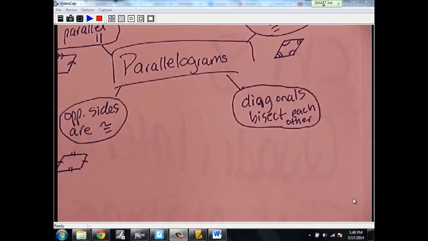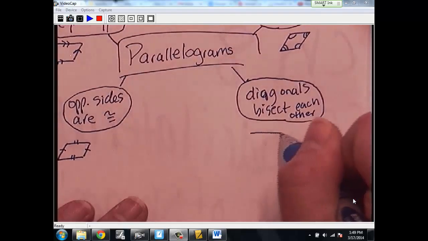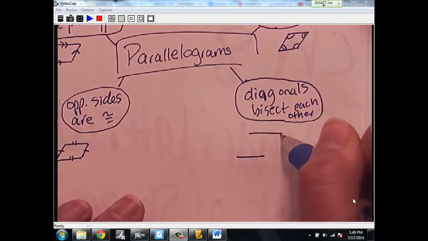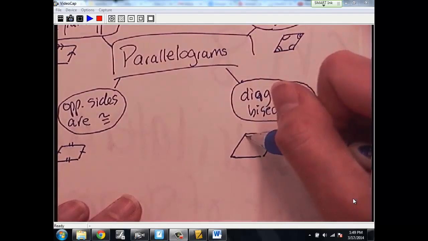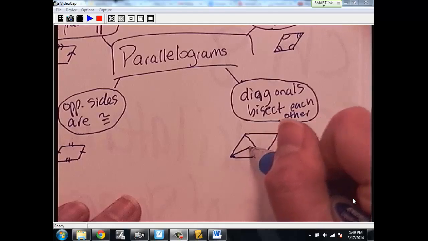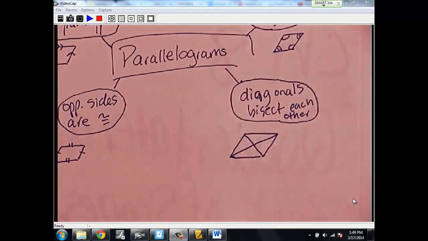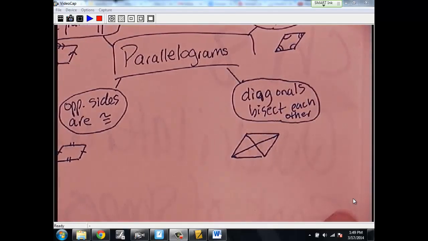Diagonals bisect each other. If I give you a parallelogram here, the diagonals go from corner to corner like this. And yeah, like Mrs. Elsley said, they bisect each other. What's bisect mean again? They cross. How do they cross?